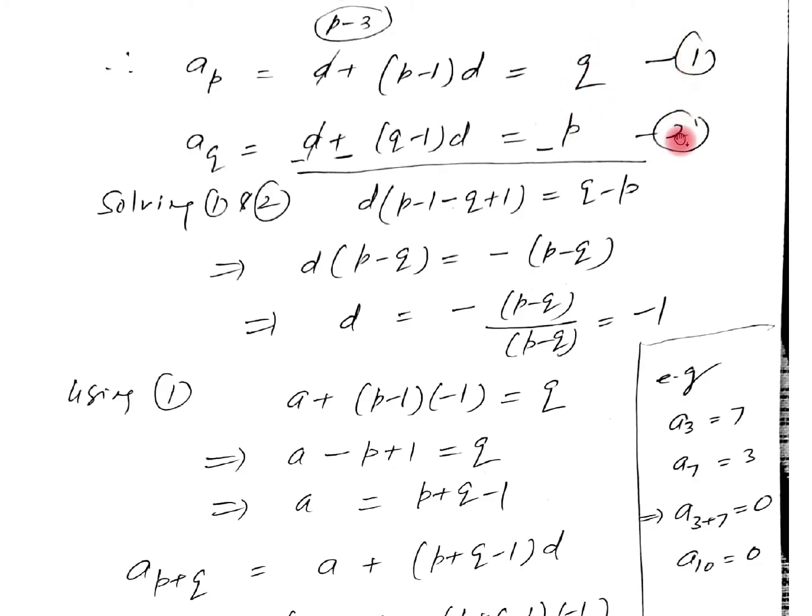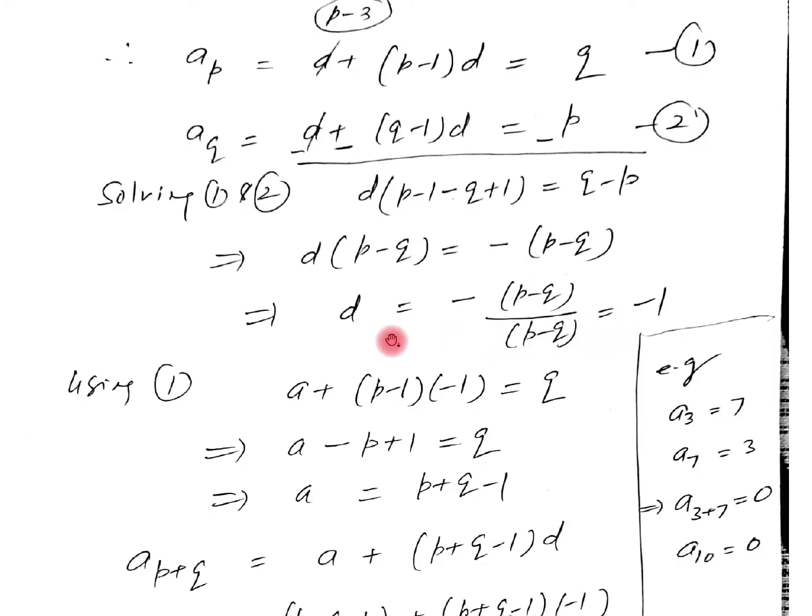Now we have to solve these two equations to get the value of a and d. We can simply solve it by the method of elimination. Subtracting these two, we get a cancelled with a. Now here see carefully, d is common. We are left with (p minus 1 minus q plus 1). Do this step very carefully. Is equal to q minus p. Then simplifying, you are getting d into (p minus q). Again taking minus common so that these two terms will remain the same. Taking minus common, (p minus q). Now simplifying, you are getting d equal to minus 1.